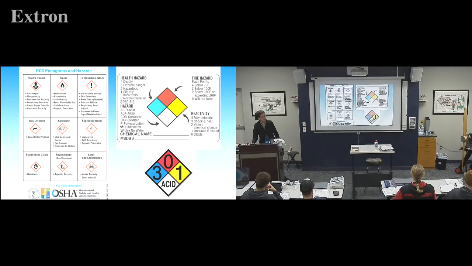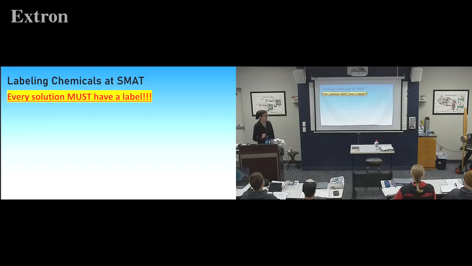So, here at SMAT, any company or school or any place that has hazardous chemicals, every solution out in the shop, now my water bottle doesn't, but every solution out in the shop must have a label. Every hazardous chemical is required by law to be labeled.